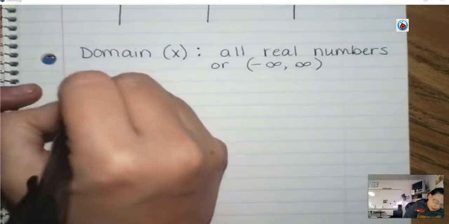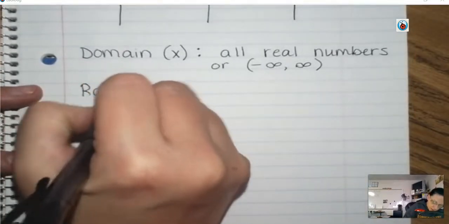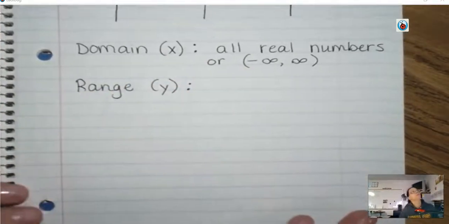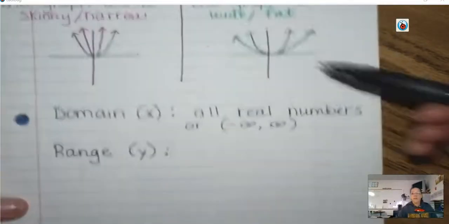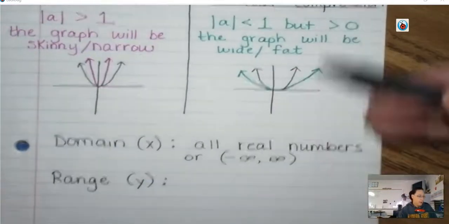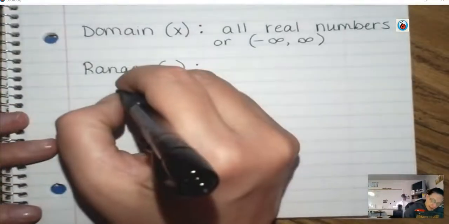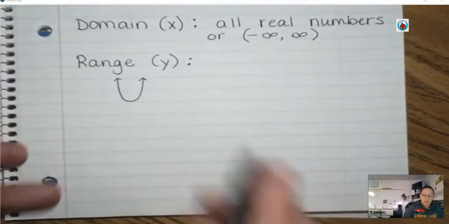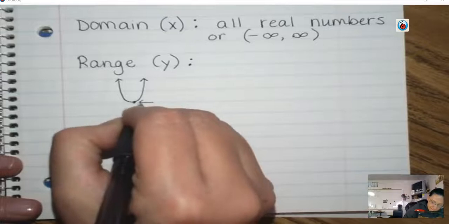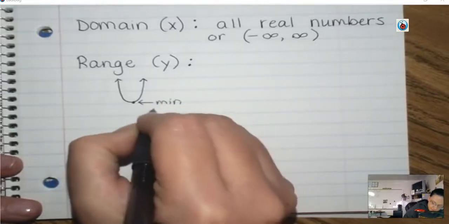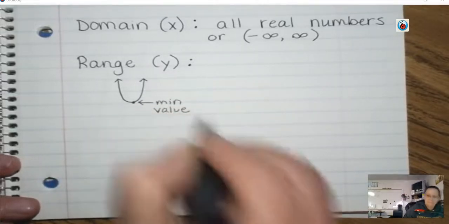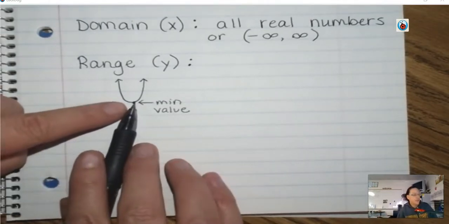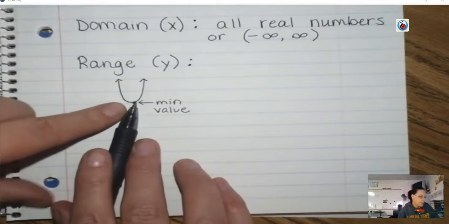Okay, range, this is the important one with quadratics. Range is your y values. For these types of graphs, we're just talking about these ones. You have to keep in mind we're doing quadratics that open upwards right now. So when they open upwards, they have that minimum value down there. So that minimum value, that's the smallest y that you'll ever see.